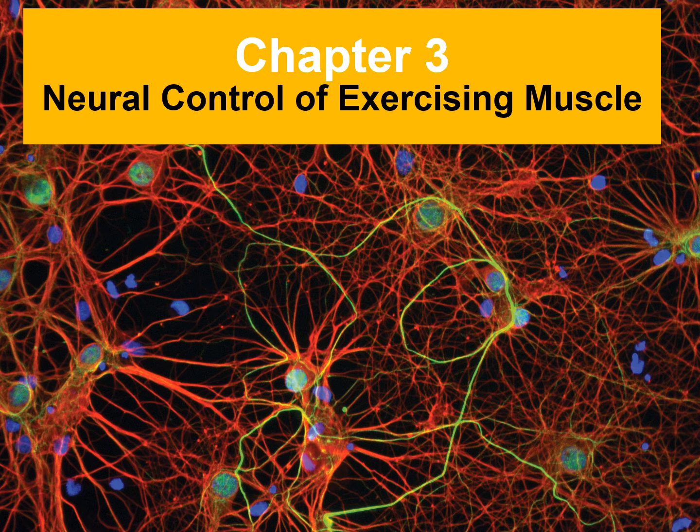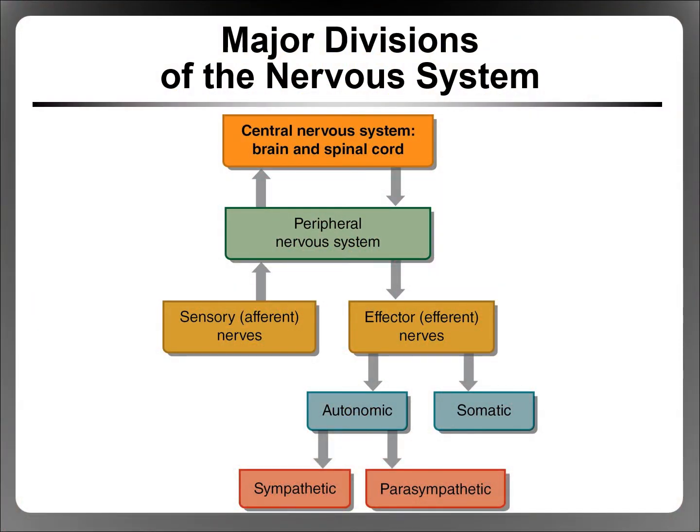Hi everybody, and welcome back to our Chapter 3 discussion on neural control of exercising muscle. So to begin our discussion, we need to review the major divisions of the nervous system.